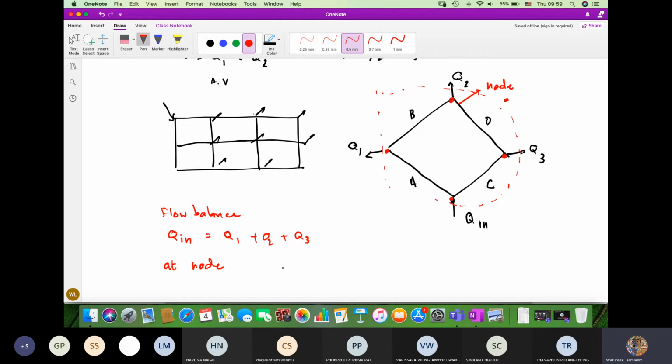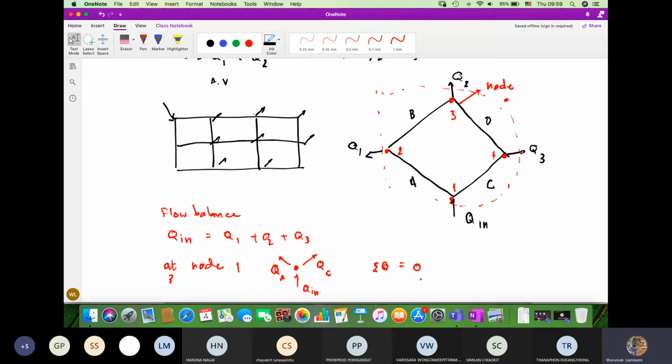Okay, so at each node, suppose this is node 1. This one is number 2, 3, and 4. So at node number 1, there is the inflow called Qn, and there are 2 pipes connected. So the flow rate flowing to pipe A, I'll just give it as QA, and the flow rate flowing to pipe C, I will just put a QC. So at the node, the summation of the flows must also be equal to 0.